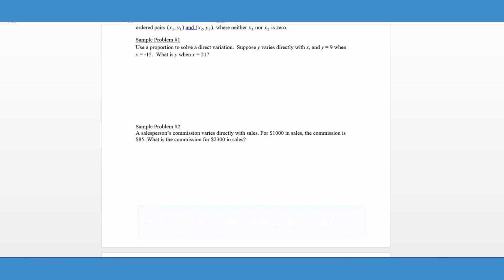Well, when y varies directly with x, we can basically say that y equals kx, or as we saw earlier, that k equals y over x. So if we already have a y value of 9 when x is equal to negative 15, we can create that 9 over negative 15. Now think of that as your scale factor, your constant of variation, your slope, whatever you want to call it. But the last part of this question asks, what is y when x equals 12?